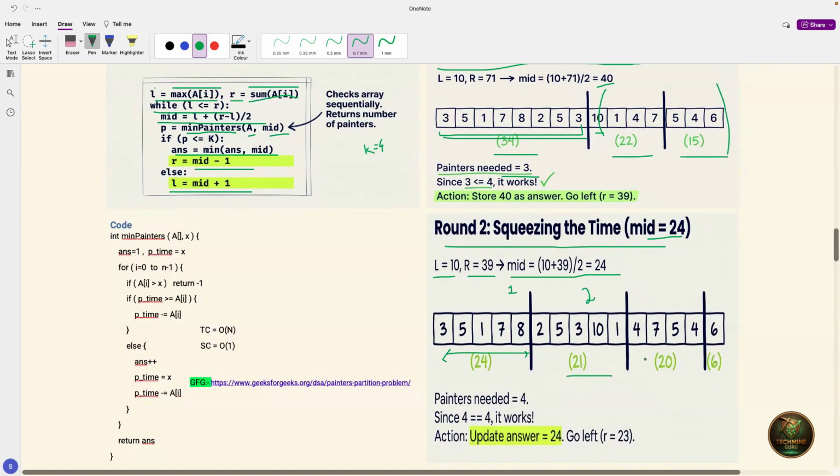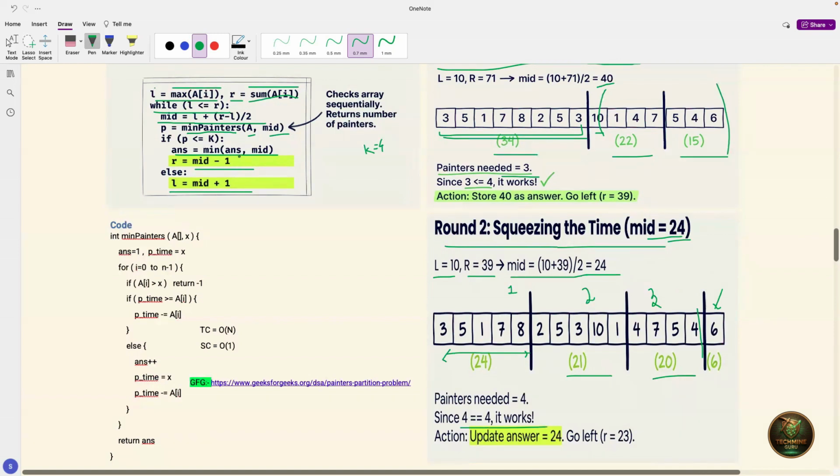Similarly, for the third painter, paint 4 plus 7 plus 5 plus 4. It will be 20, right? And if we include the last one as well, it will be 26 units of time. But the maximum time which can be used in this round is 24 only. So our third painter will paint till this 4. And since we have one more painter left, that painter will paint this 6 units. And now finally we got the number of painters.